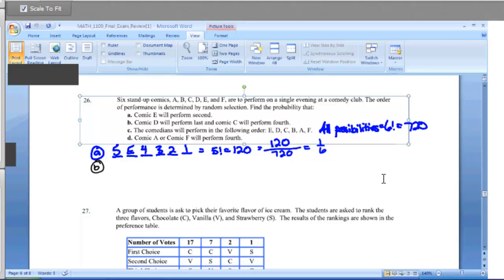For B, that comic D performs last. So comic D is last, and comic C is fourth, which means we've got 4 people left. So that's the same as 4 factorial, 4 times 3 times 2 times 1, which is 24. So that's going to be 24 out of the 720 possibilities, which reduces down to 1 out of 30.